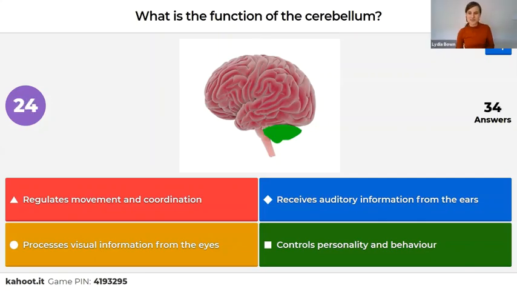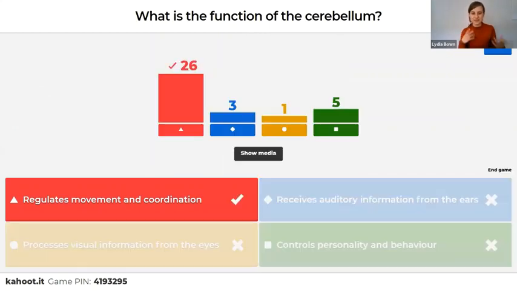Yeah, really well done with doing the answers, guys. Hopefully that stuff has been going in. Great, so 26 of you got that one right. As Elena was saying, the cerebellum regulates movement and coordination for things like drawing, playing the piano, or even sewing. It really helps you to get better at doing those things, and we're going to see a bit more about that in a bit.